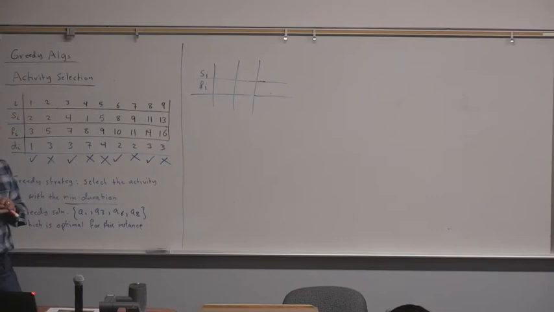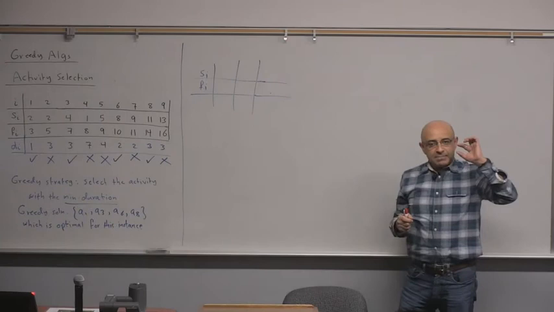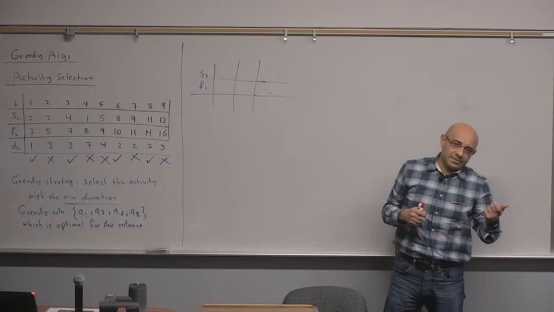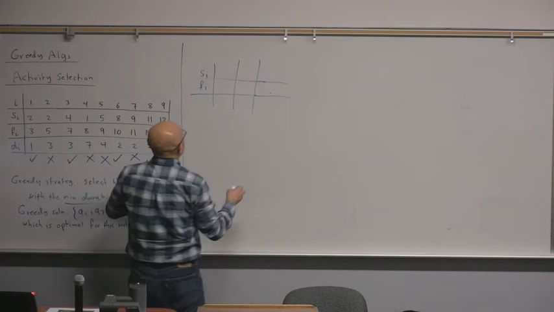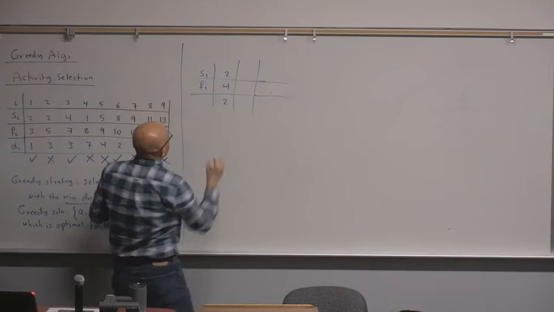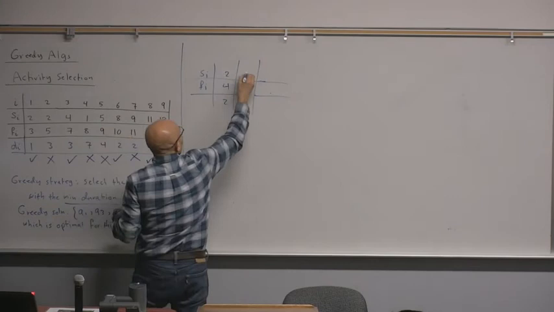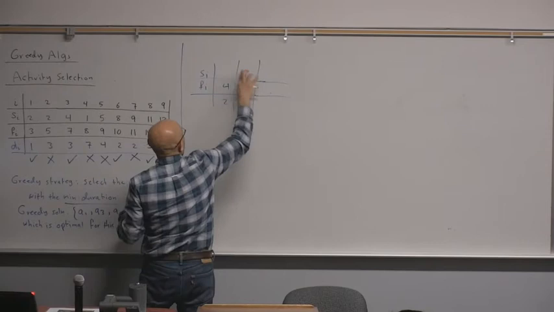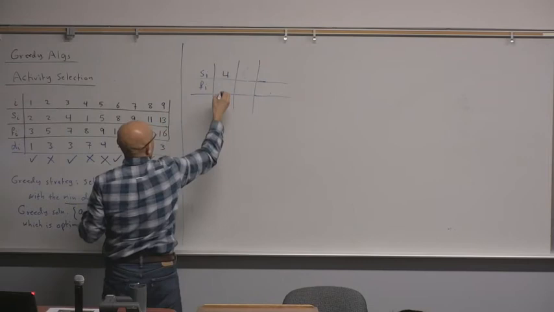Okay. So the point is the minimum duration fails because you can have an activity with a small duration that conflicts with two others. So given this, we can design an example. For example, we can choose 2 to 4 with a duration of 2. Then let's put it in the middle so that we have more room. So 4 to 6, which has a duration of 2.